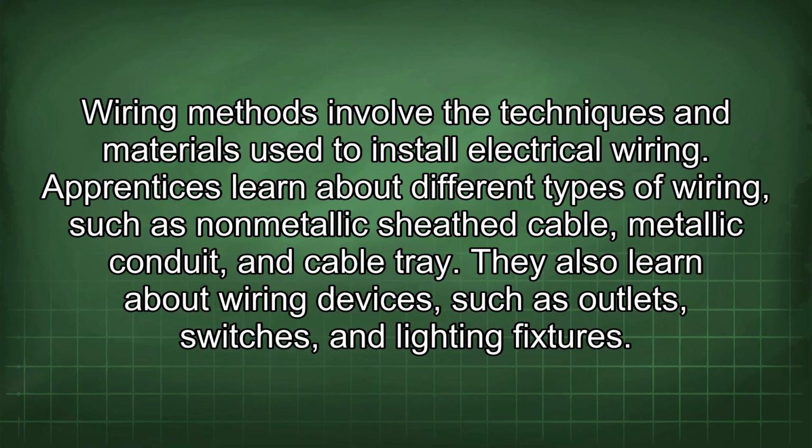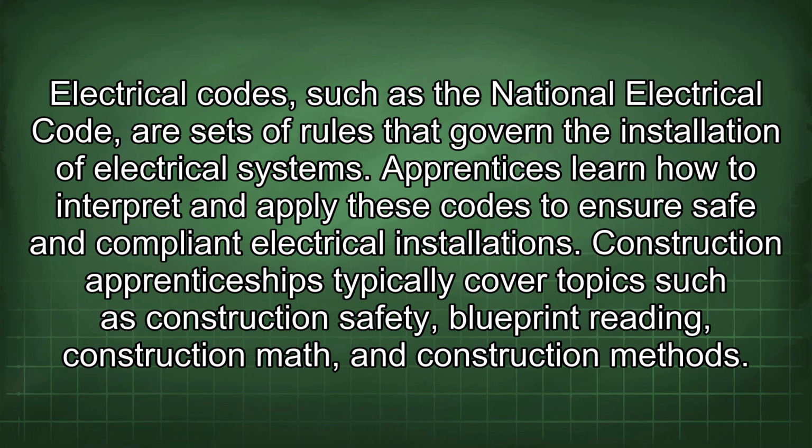They also learn about wiring devices, such as outlets, switches, and lighting fixtures. Electrical codes, such as the National Electrical Code, are sets of rules that govern the installation of electrical systems. Apprentices learn how to interpret and apply these codes to ensure safe and compliant electrical installations.